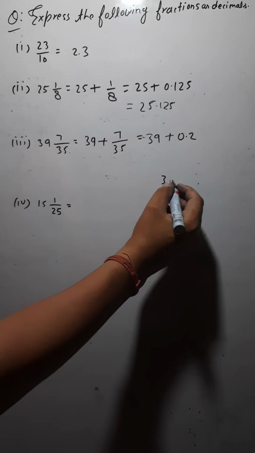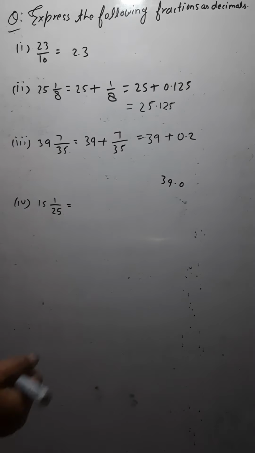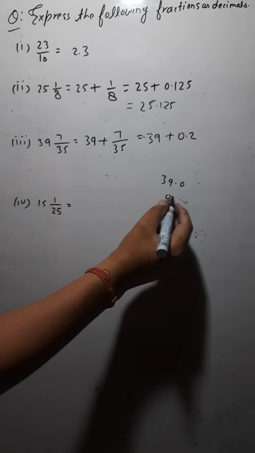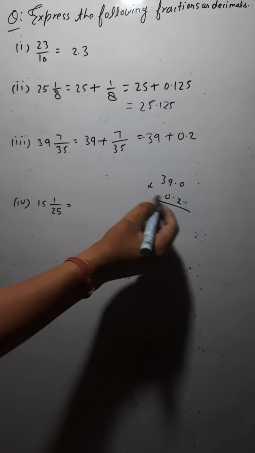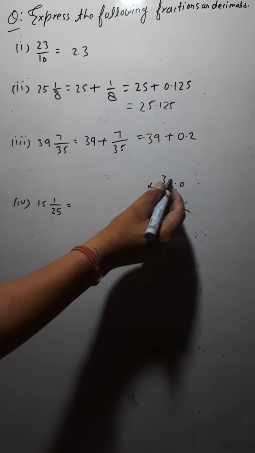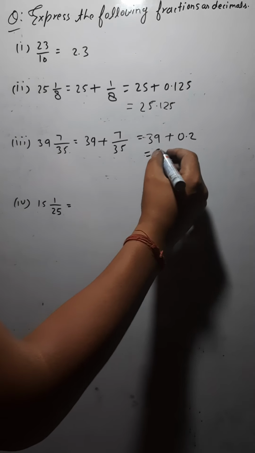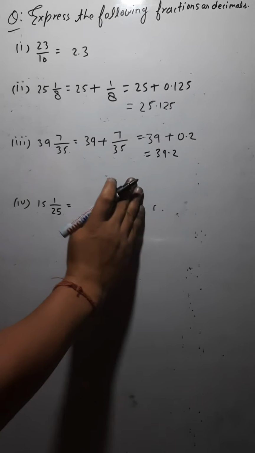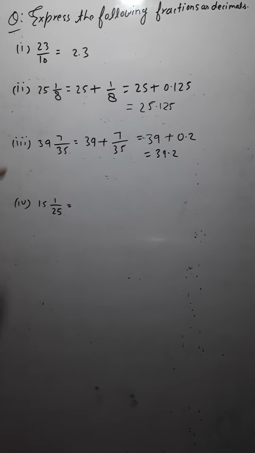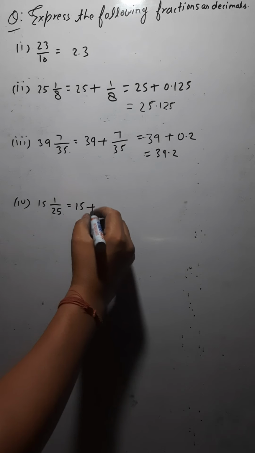So if you are adding these two, how do you add? 39 can be written as 39.0 and 0.2 is there. This is how you would add. So 2 plus 0 would be 2. 9 plus 0 is 9. 3 as it is. So answer is how much? 39 plus 0.2. So this is how you would express 39 whole 7 by 35, and it can be written as 39.2. Getting?